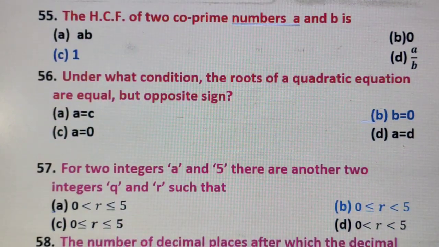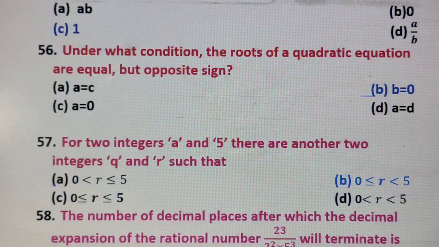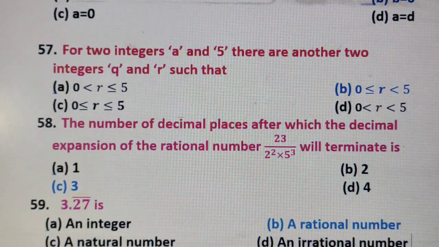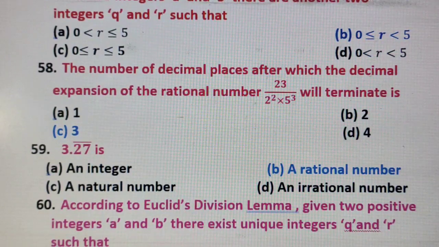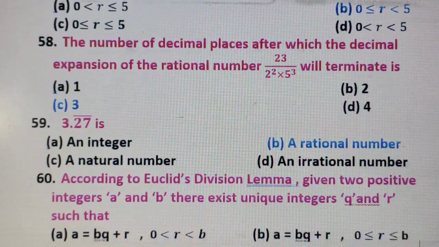For two integers a and 5, there are another two integers q and r such that 0 less than or equal to r less than 5. The number of decimal places after which the decimal expansion of the rational number 23 by 2 square into 5 cube will terminate. Here, the greatest power of 2 or 5 is 3, that is answer after 3 decimal. 3.2929 bar, that is repeating, non-terminating repeating number is a rational number.